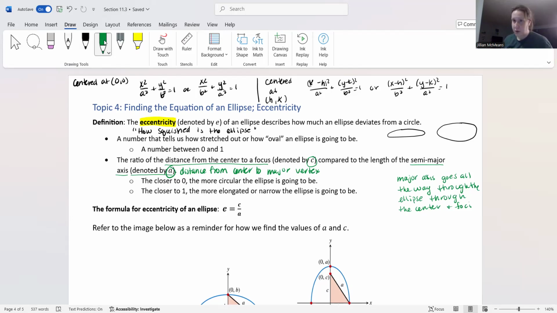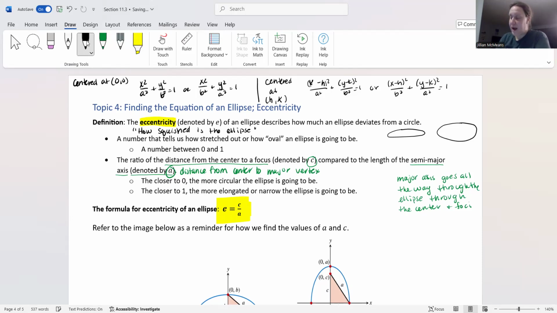So how do we interpret those values? Well, the closer to 0 that the eccentricity value is, the rounder your ellipse is. The closer to 1, the flatter, longer, more stretched out your ellipse is. And again, I think this is the first time you've seen it, but the formula officially is C divided by A.